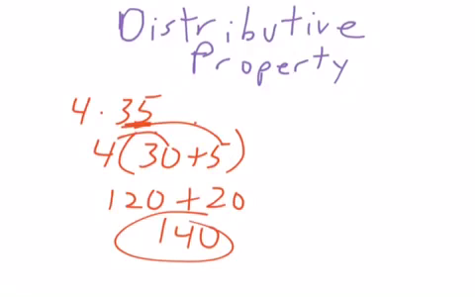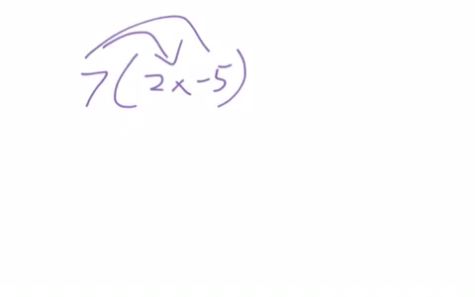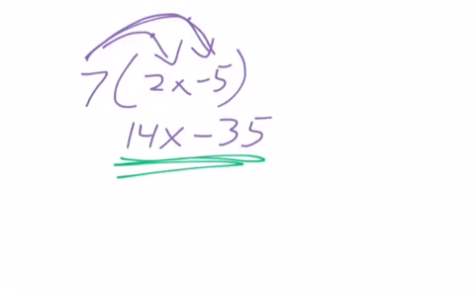Now, to do that with variables, it's a little less work actually. So for instance, if we had 7 times 2x minus 5, we would just do 7 times 2x. This is multiply. And then 7 times a negative 5. So 7 times 2x is 14x. And 7 times the negative 5 is negative 35. And we're done. Don't try to combine those. They're not like terms. And don't try to add these together. They're not like terms.